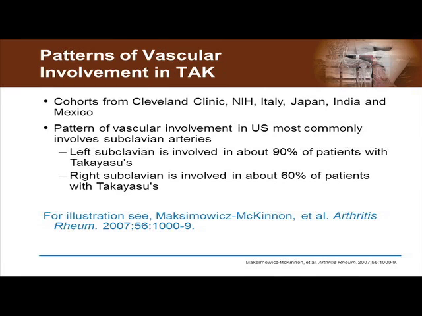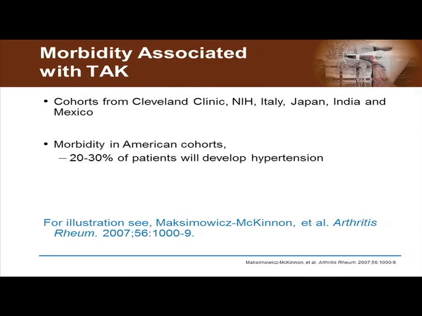In this paper that looked at patients with Takayasu's to look at patterns of vascular involvement, comparing two cohorts in the US, one from the Cleveland Clinic and one from the NIH, with cohorts from Italy, Japan, India, and Mexico, the pattern of vascular involvement in the US most commonly does involve the subclavian arteries. The left subclavian artery is involved in about 90%, and bilateral subclavian artery involvement occurs in about 60% of patients with Takayasu's. When you look at morbidity associated with Takayasu's, again in the American cohorts, 20 to 30% of patients will develop hypertension and have that as a morbidity associated with this disease. So it's important to recognize and treat this comorbidity.